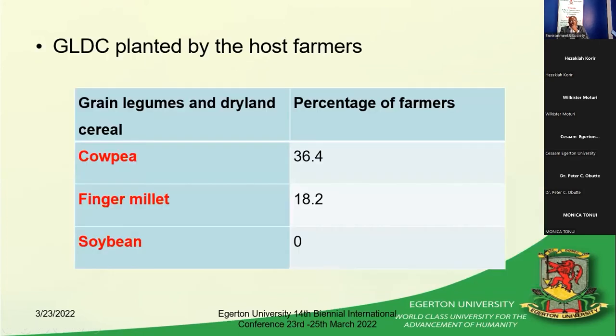When we narrow down to these three crops that you are interested in, the selected legumes, the cowpea, finger millet, and soybean, we wanted to see whether the host farmers hosting the students were planting these crops. We found that 36% of the farmers were planting cowpea, 18% of them were doing finger millet, but none of these farmers was doing soybean within their farms.